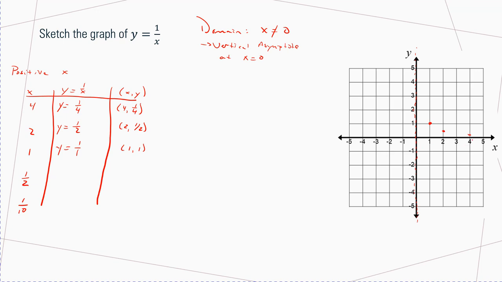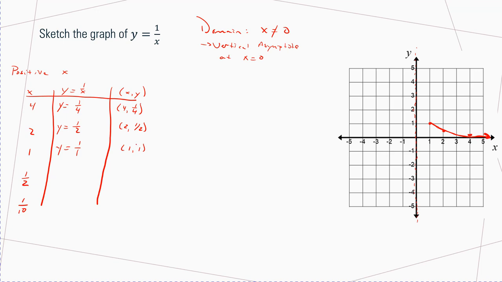Now notice, if you were to pick x values that got larger and larger, like if you were to pick 100, you'd get 1 over 100. So from here on, the graph is going to butt up against the x-axis, but it's never actually going to touch it. You're going to see on this side it's going to come really, really close. I missed the point there, but you get the idea.